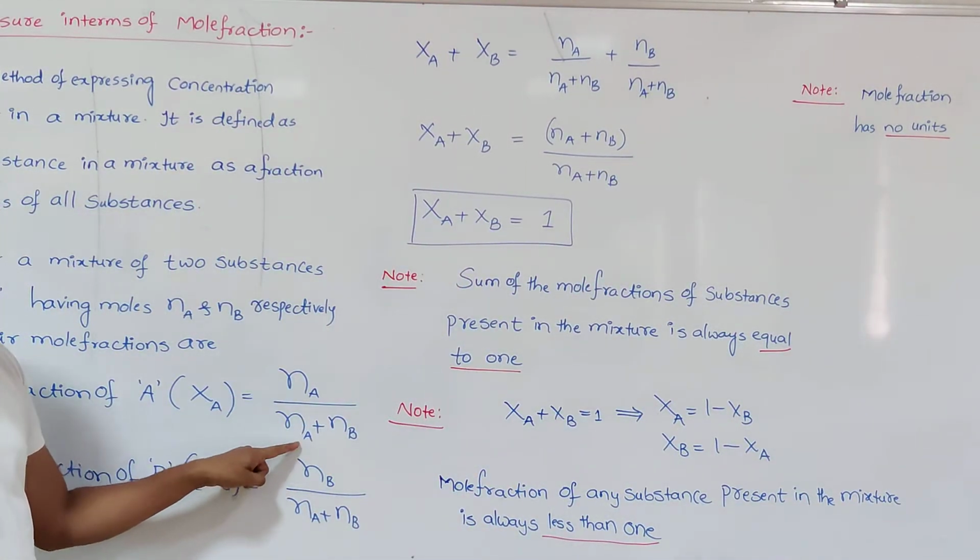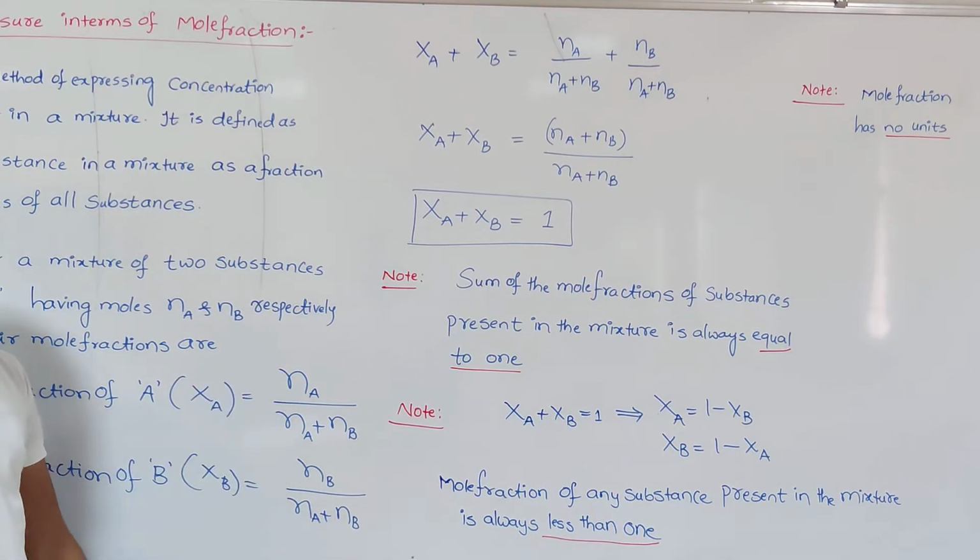Here number of moles, here also number of moles. Moles divided by moles, so both are cancelled. That's why the mole fraction has no units. So this is about the mole fraction, because to understand the relation between the partial pressure and mole fraction, we have to know about the mole fraction. That's why I will explain what is mole fraction.